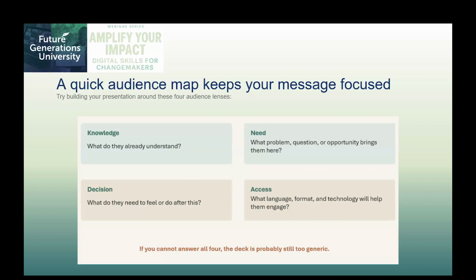For a decision, what do they need to feel or do afterwards? If you can clearly state that in that box, move on, and then access. What language, format, technology, messaging, emotion will help them to engage, and clearly state that there. And again, if all 4 of those aren't answered, then it's a little generic. Try to fill it out to have a more robust messaging. Next slide, please.